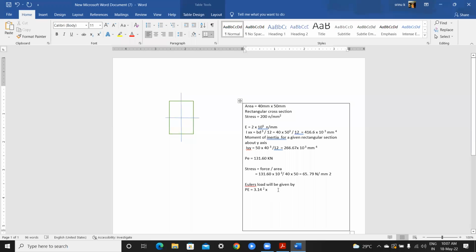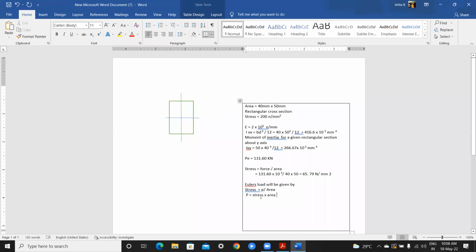See here. Stress means stress equal to force by area. So here we can write P is equal to stress into area. Can we write like this? Stress into area?